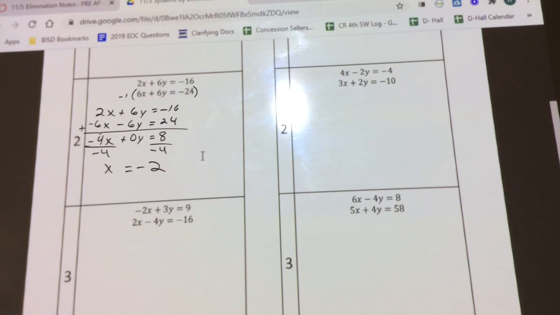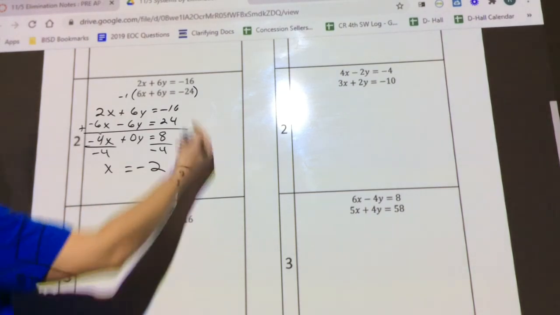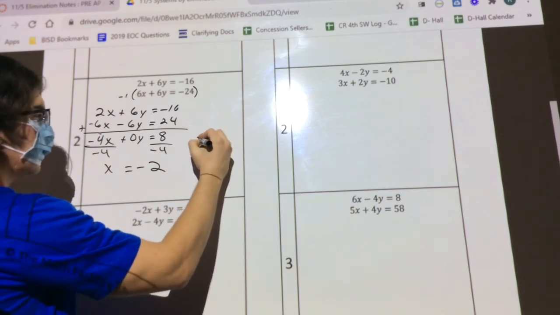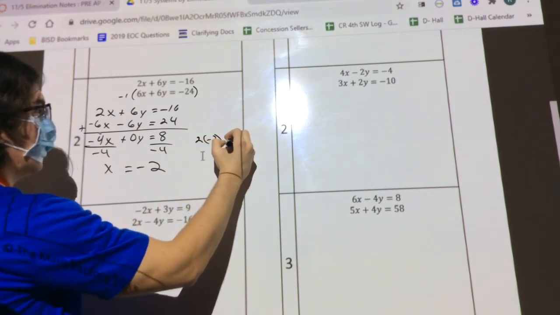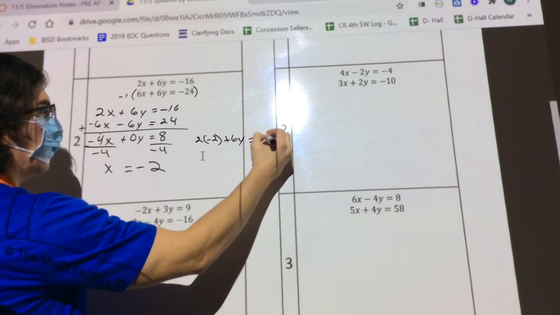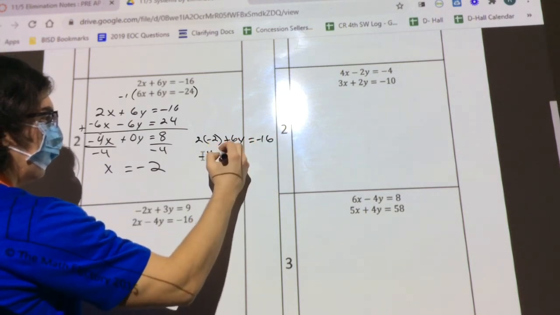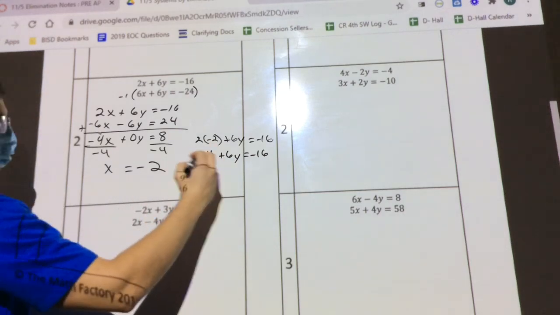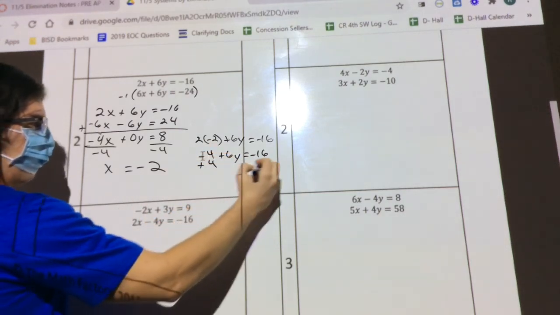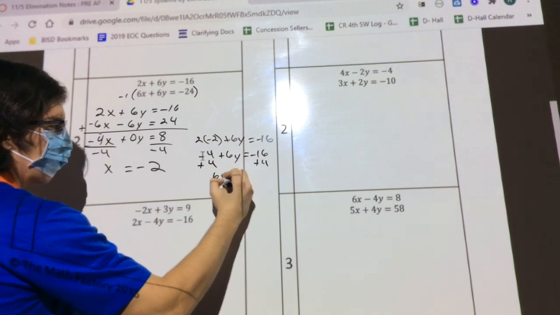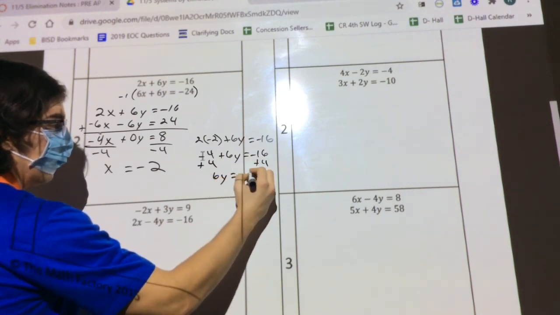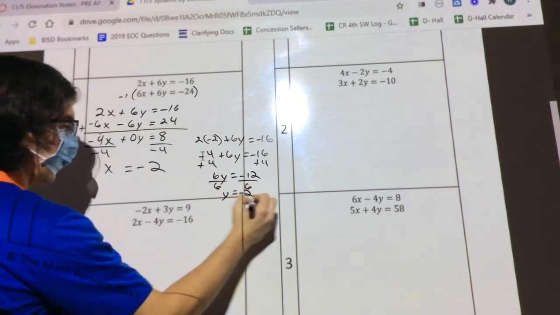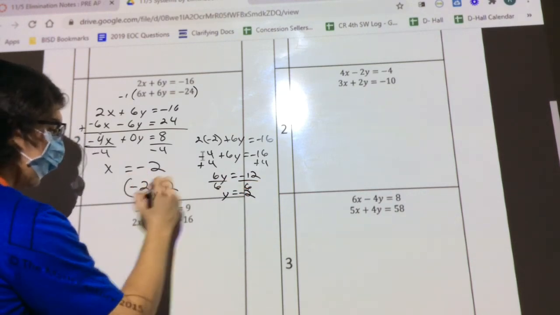Great questions, great questions. So now I'm going to plug in this, and it doesn't matter which equation I choose. I'm going to choose the top one just because. So we're going to put negative 4 plus 6y equals negative 16. We're going to add 4 to both sides. And we're going to end up with 6y equal to negative 12. y equals negative 2, so the ordered pair is negative 2, negative 2.